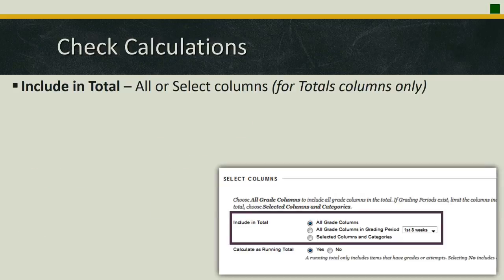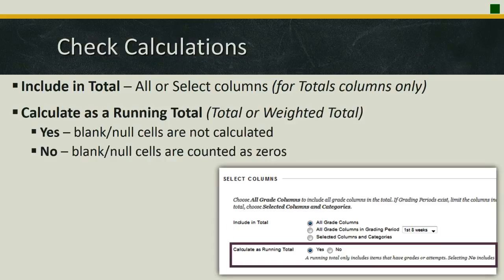Include in Total allows you to select which columns are part of this specific total column's calculations. If this is set incorrectly, your total will not calculate as expected. The default is all grade columns. This would include every column in your grade center, including hidden columns. If you want to be more selective, choose Select Columns and Categories instead, and then just pick the columns and/or categories that you need.